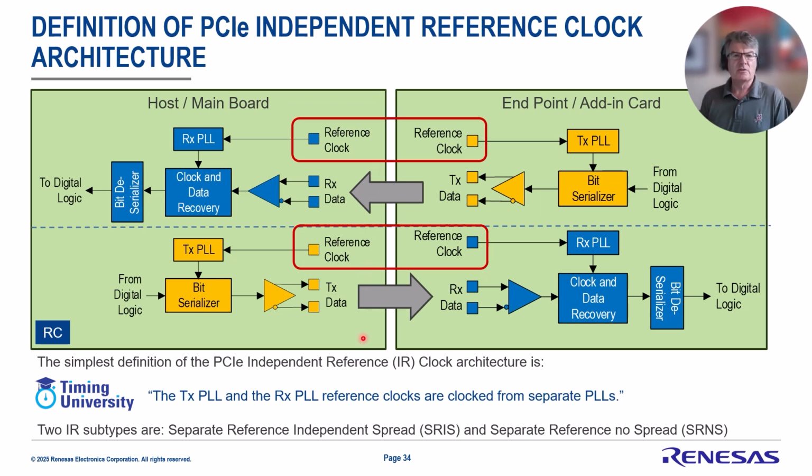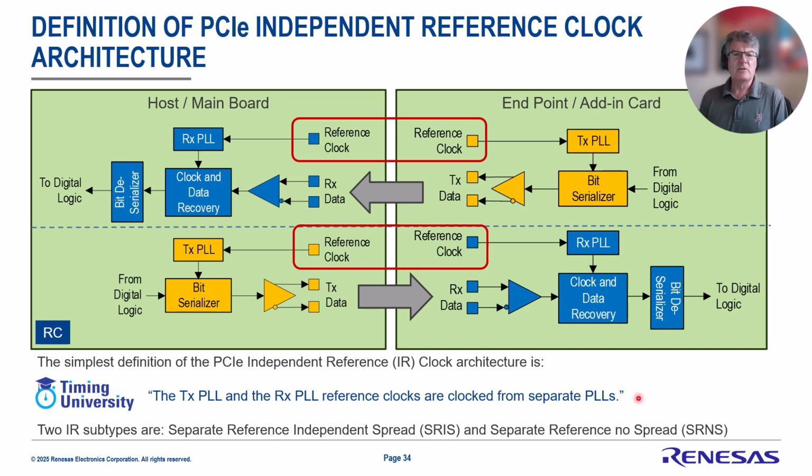Within IR, there are two subtypes. There's separate reference independent spread, sometimes called SRIS, and separate reference no spread, SRNS. SRIS, as the name implies, is when one side or both is generating spread spectrum clocking. That adds a lot of complexity to the data recovery, and we'll talk about that in future sections.